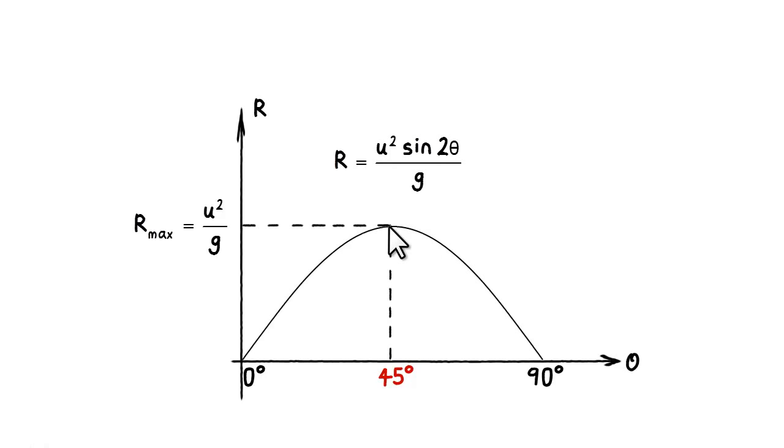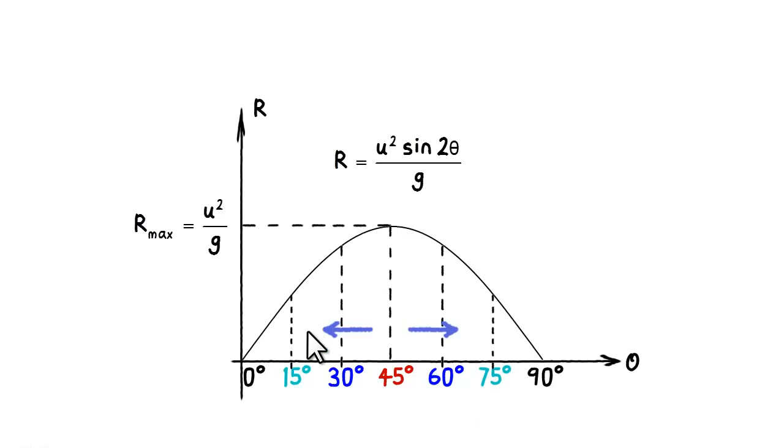We also notice that this function is symmetrical about 45 degrees, or rather is a mirror image of each other about 45 degrees. This will explain why the projectile motion has the same horizontal range when you project it at 30 degrees and 60 degrees. The projectile also has the same horizontal range if you project them at 15 degrees and 75 degrees. That's all.